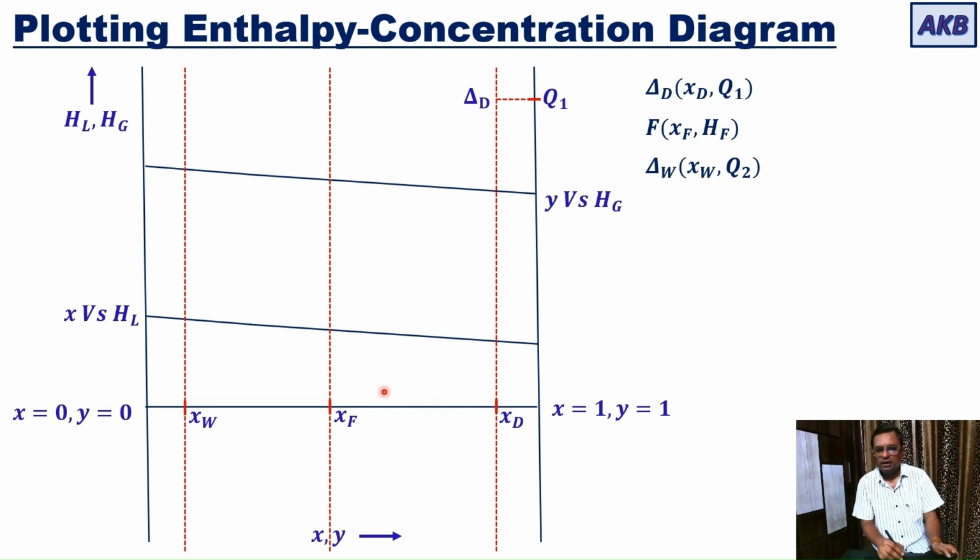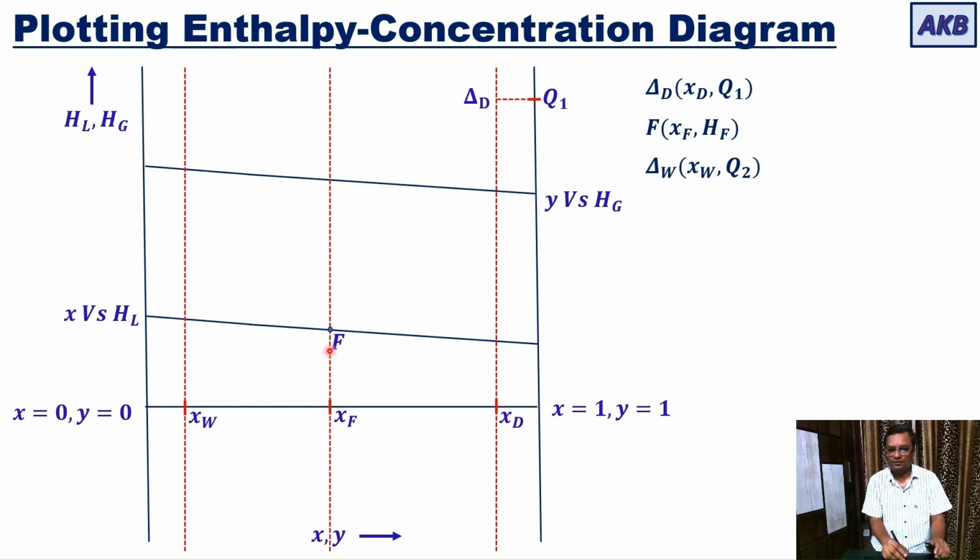Then point F is to be located. So for example, I am assuming the feed to be saturated liquid. If the feed is saturated liquid, point F will be located on the lower curve. Again, depending on the type of the feed, the location of point F will change. The location will change along the vertical line through XF, that is fixed. It will be lying on the vertical line through XF, but the location may change. So if the feed is saturated liquid, F will be located on the lower curve. So this is point F.